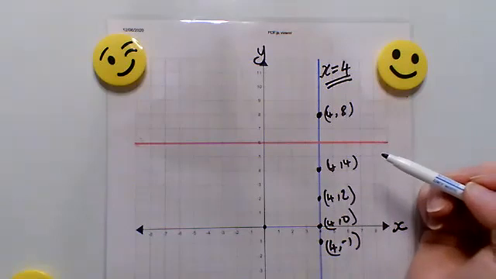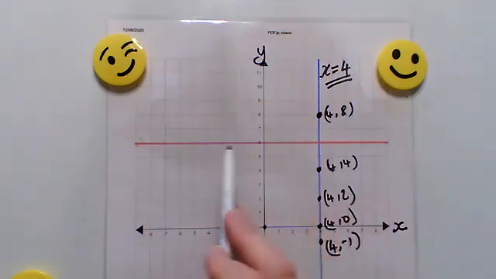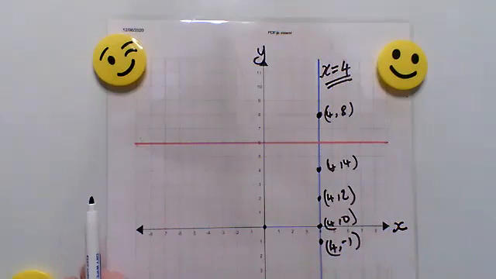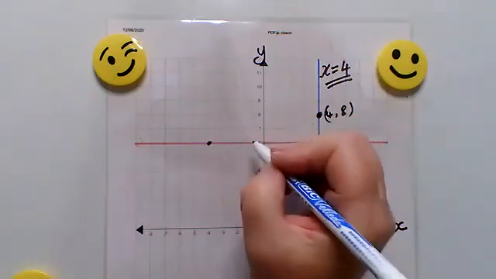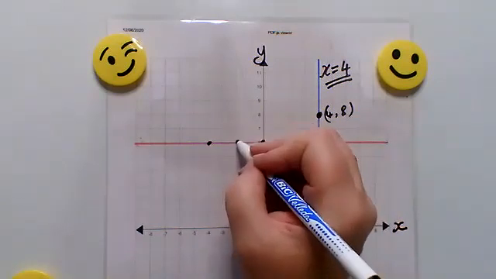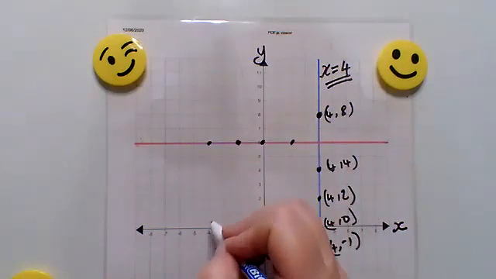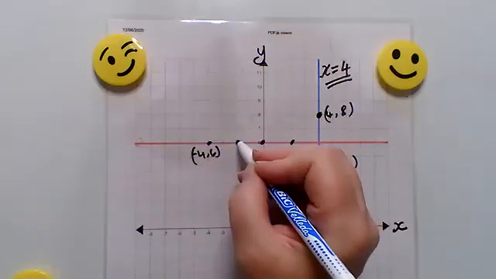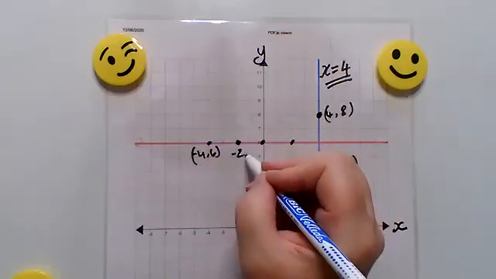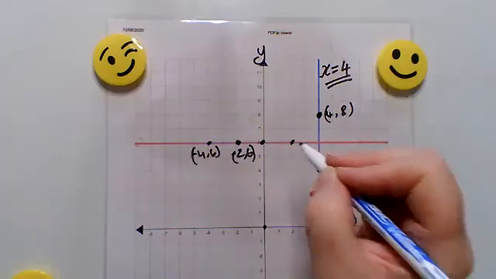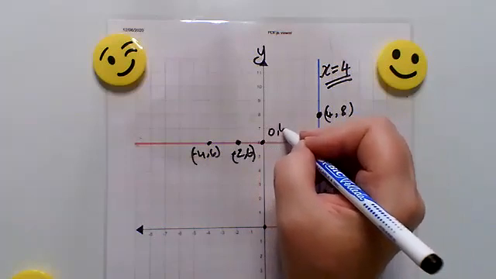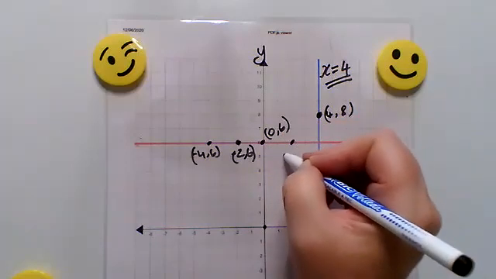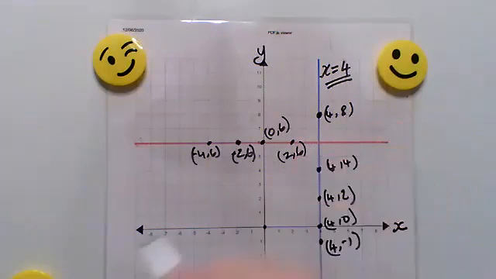Now, applying similar logic to the horizontal line here, let's just identify a few points on this line. So this would be negative 4, 6. This point here would be negative 2, 6. This point here is 0, 6. And this point here would be 2, 6.